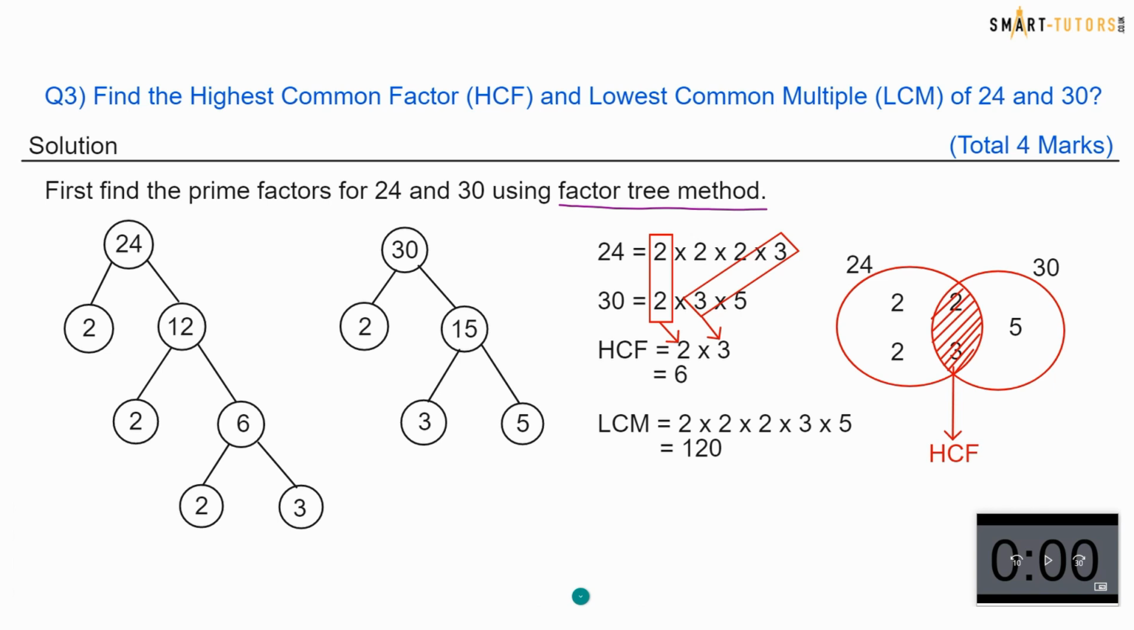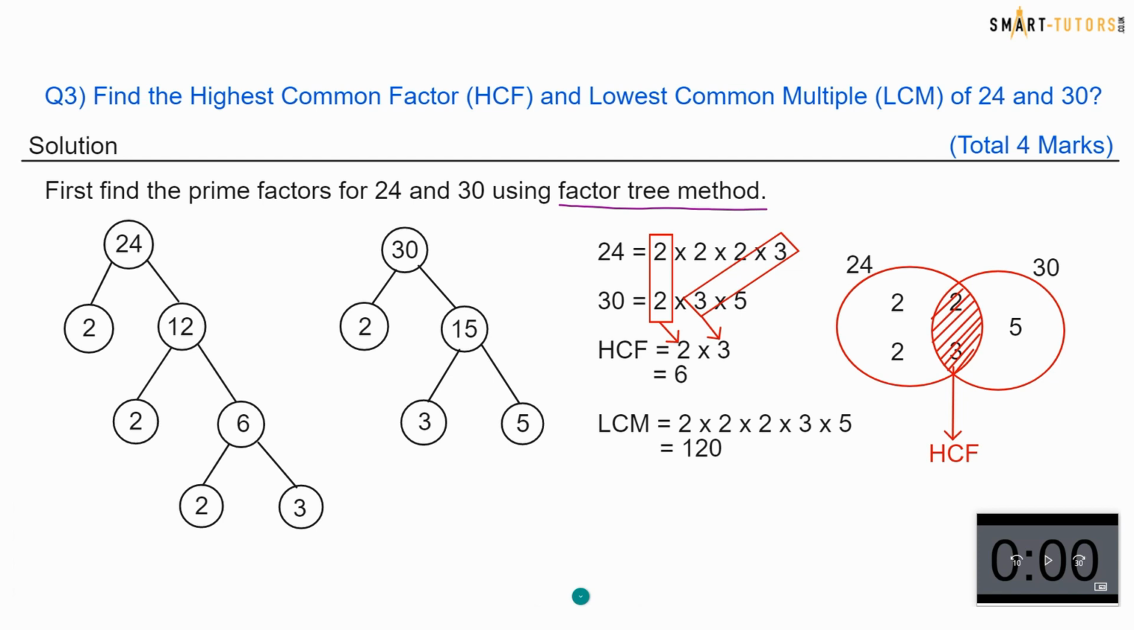Now what you need to do is group the common pairs of factors, which are 2 and 2. Instead of two 2's, you write one 2. 3 and 3, instead of two 3's, you write one 3. So that becomes 2 times 3, which is 6, the HCF.